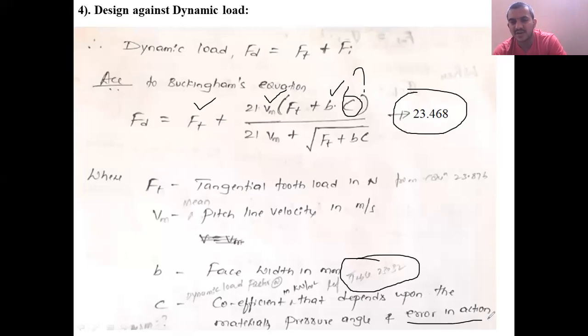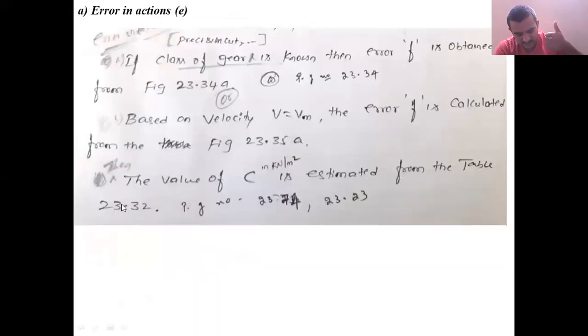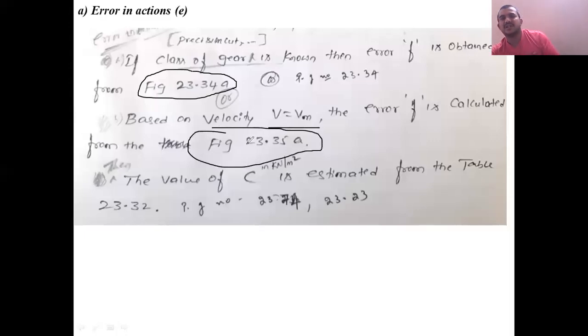The error in action is unknown. Then how do you calculate error in action? Again, 2 methods are there. One is if I know the class of gear cut, whether precision, class 1 or class 2 gear cut, then we refer to figure number 23.34a. Or if you don't know the class of gear cut, then you use the mean pitch line velocity and refer to figure number 23.35a. Then you calculate the error in action. Then by referring to table 23.32, you can calculate the dynamic load factor.